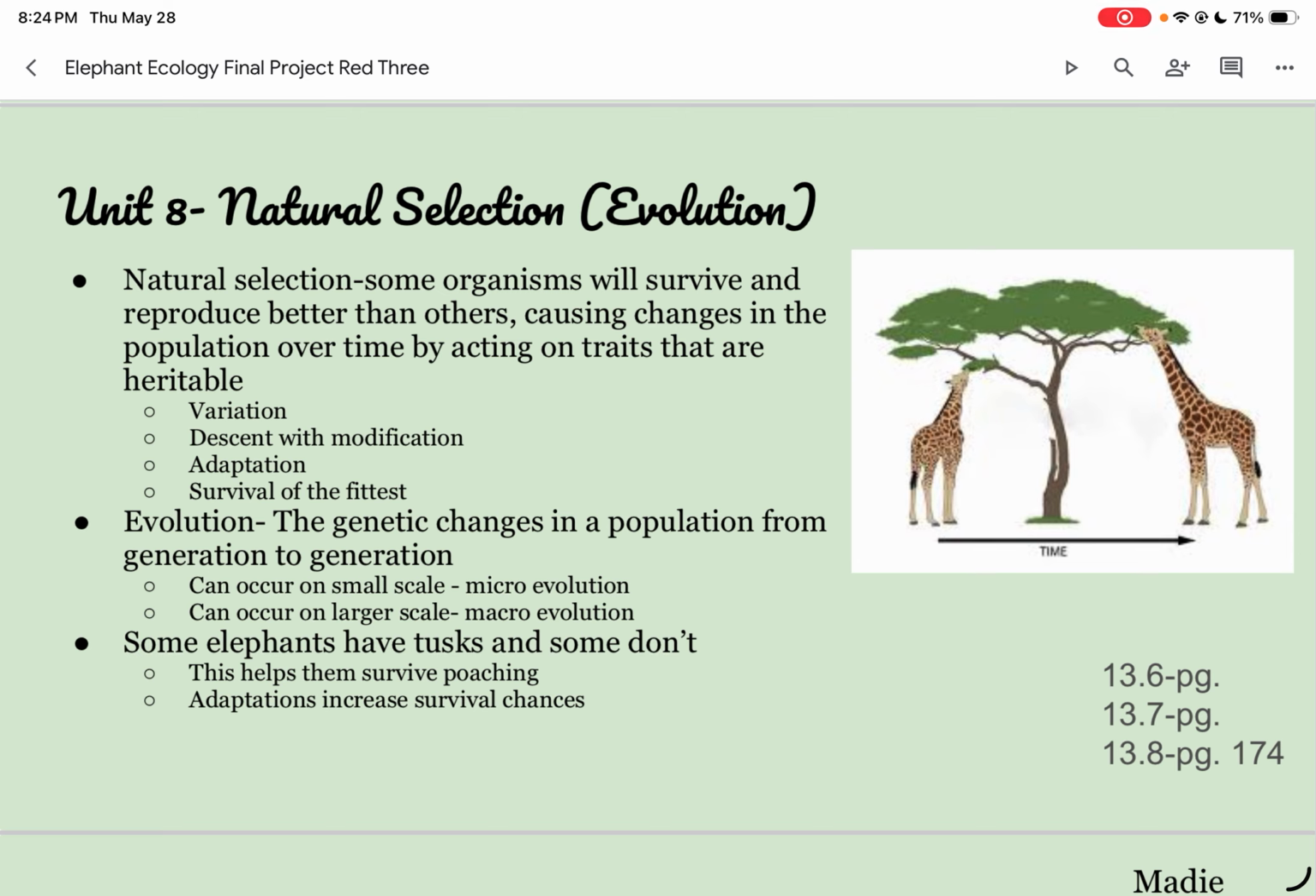Another part of this unit we learned was evolution. Evolution is a genetic change in a population from generation to generation. Evolution can occur on a small scale, which is microevolution, or it can also occur on a large scale, macroevolution.